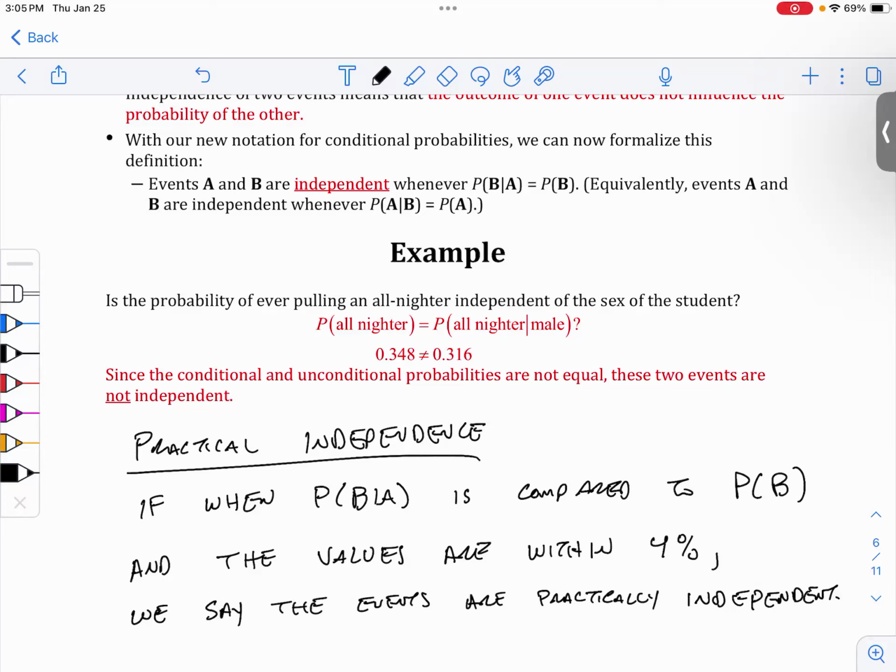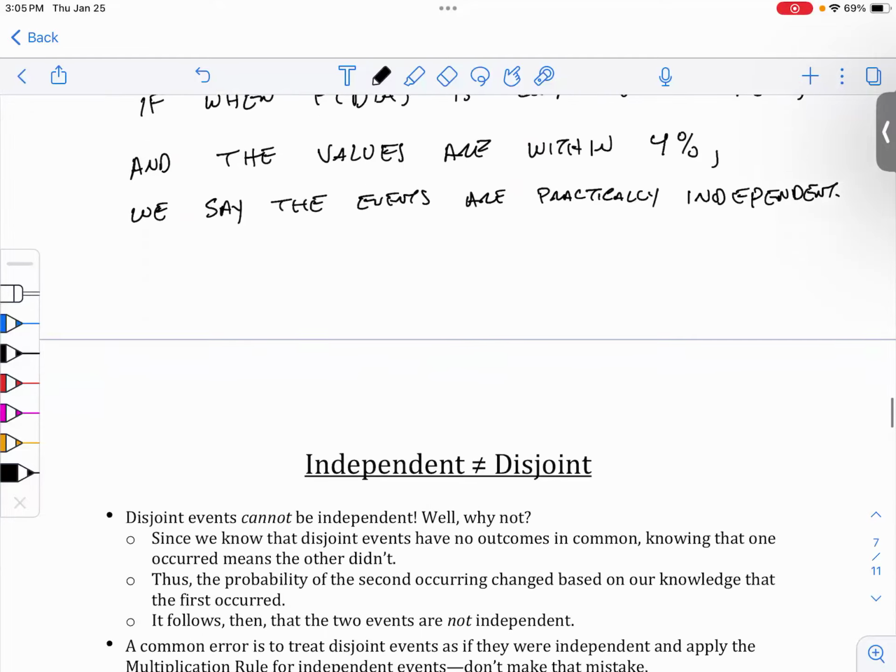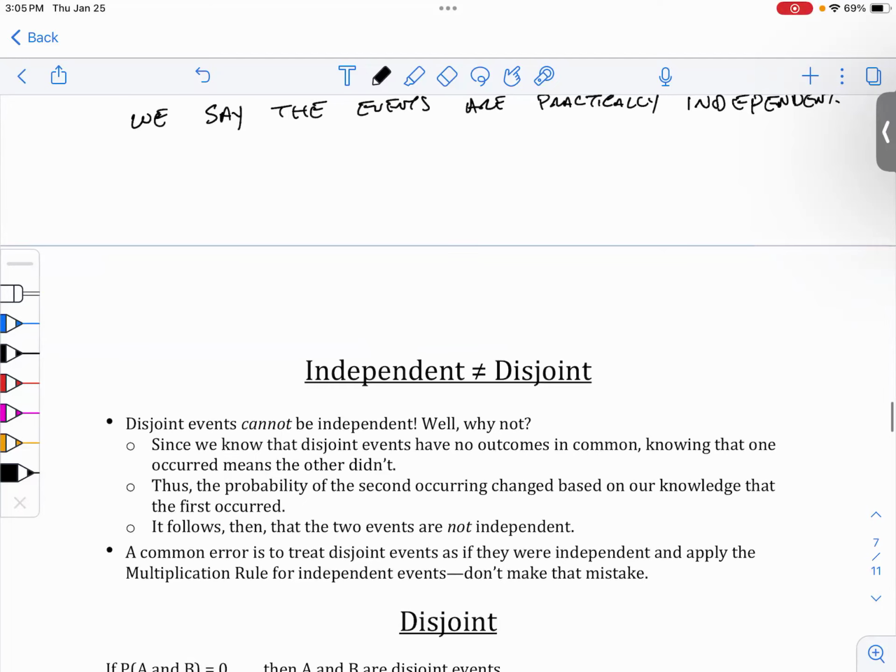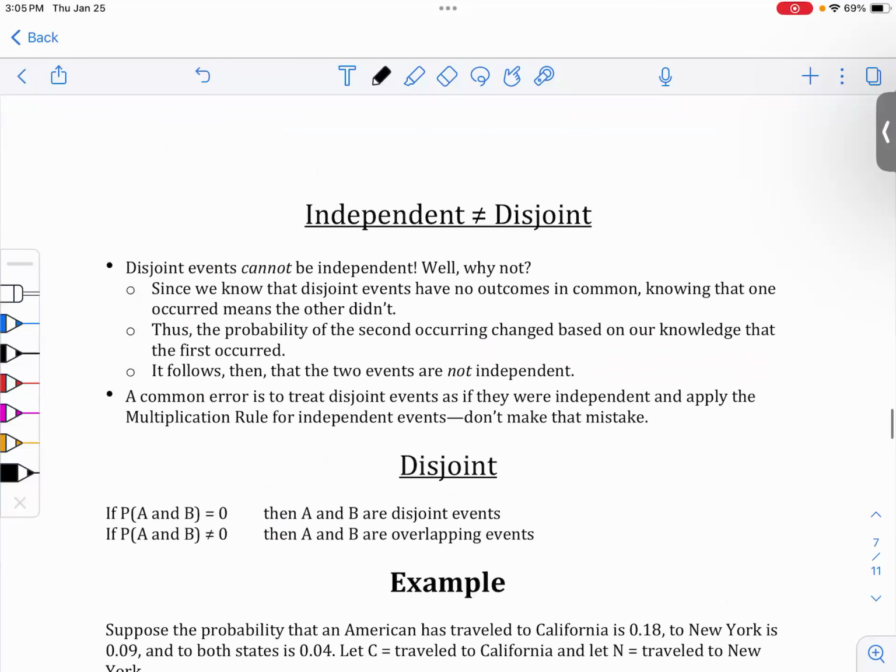So back to our example here, is 35% within 4% of 32%? So are pulling an all-nighter and gender practically independent? Yes, and so that's basically how we get around that. Because otherwise, literally everything would be dependent. It does make it nice and simple. If everything's dependent, that means that no matter what is asked, it's always dependent.